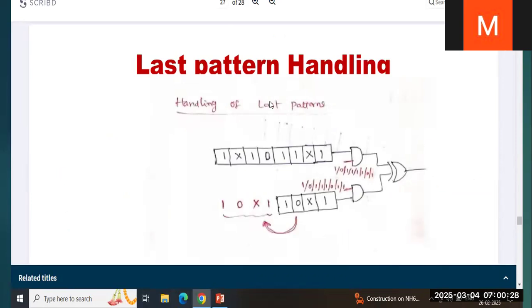Now, handling of the last pattern. If you go for balancing, we should fill the remaining scan chains with zeros and ones. To block X propagation, for this particular bit both are one. So this one is one and this is one. This particular bit and these both are propagating X. So the first one will be 0, and automatically this will propagate.